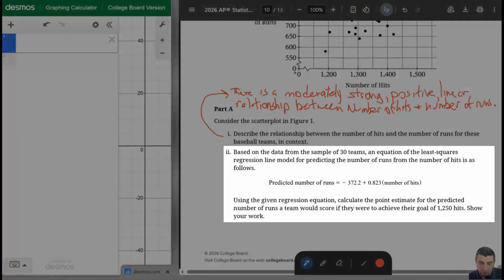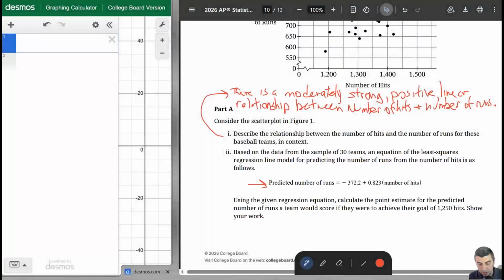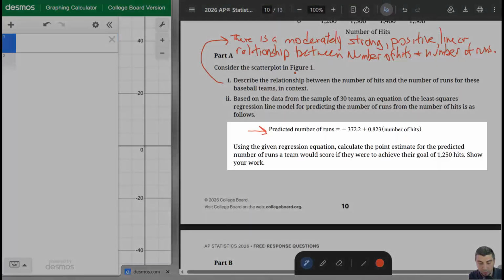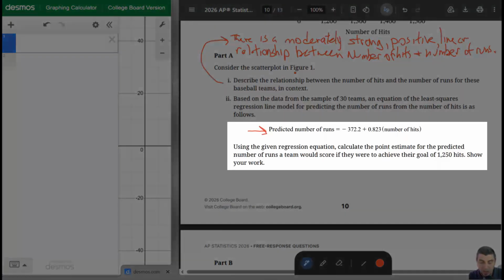Part 2, based on the data from the sample of 30 teams, an equation of the least squares regression line model for predicting the number of runs from the number of hits is as follows. We have the equation here. Using the given regression equation, calculate the point estimate for the predicted number of runs a team would score if they were to achieve their goal of 1,250 hits.